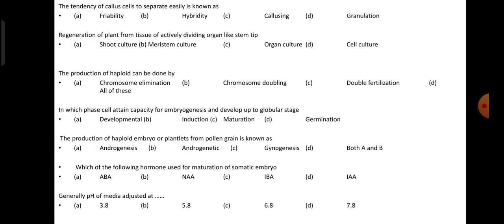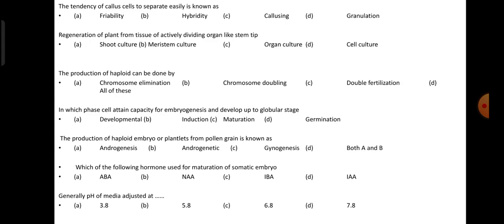Now, the tendency of callus cells to separate easily is known as. Callus is an undifferentiated or unorganized mass of cells. Here, options are friability, hybridity, callusing, or granulation. Callusing is the formation or becoming solid. Okay, hybridity, as you know, is hybridization or crossing between two or three. Granulation is granule formation. Callus cells separating easily is nothing but friability. Okay, the answer here is A.